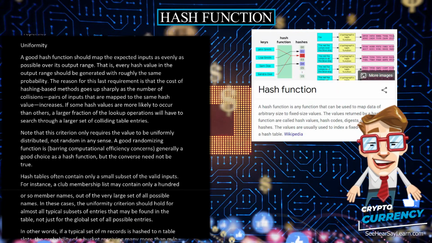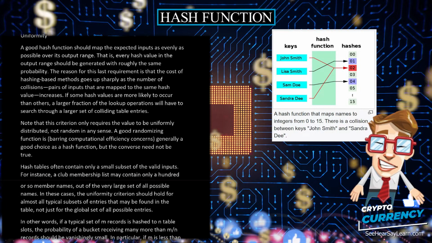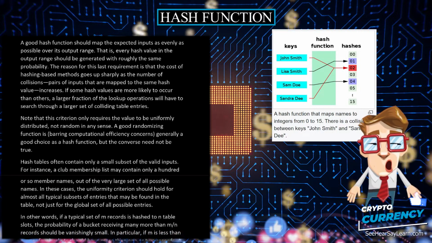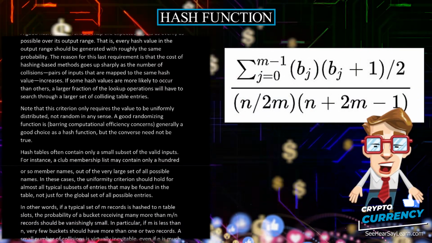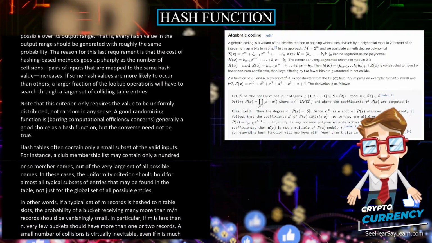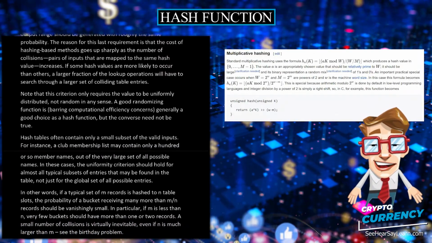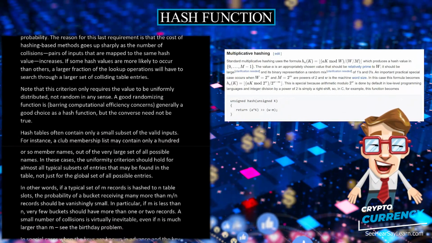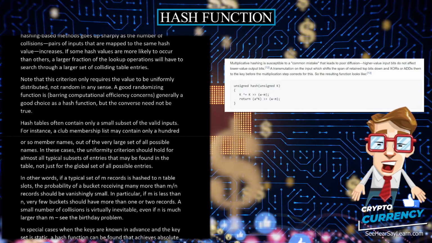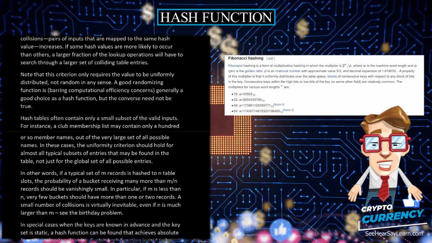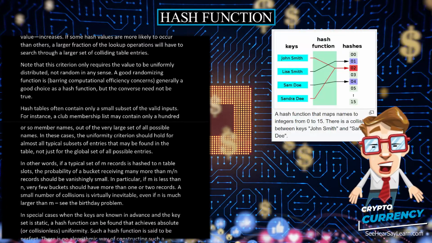Note that this criterion only requires the value to be uniformly distributed, not random in any sense. A good randomizing function is, barring computational efficiency concerns, generally a good choice as a hash function, but the converse need not be true. Hash tables often contain only a small subset of the valid inputs. For instance, a club membership list may contain only 100 or so member names, out of the very large set of all possible names. In these cases, the uniformity criterion should hold for almost all typical subsets of entries that may be found in the table, not just for the global set of all possible entries.